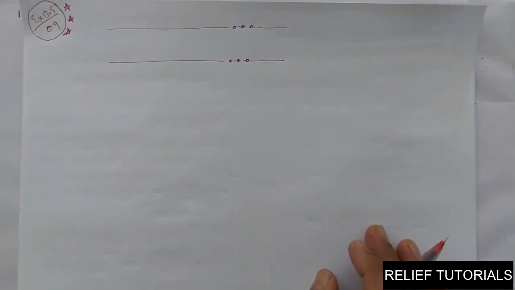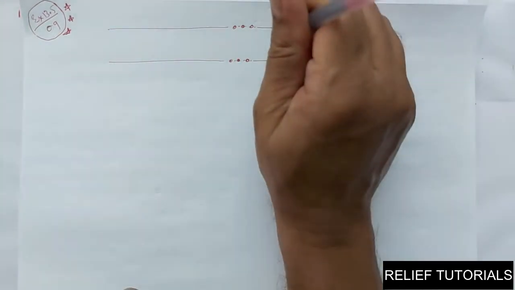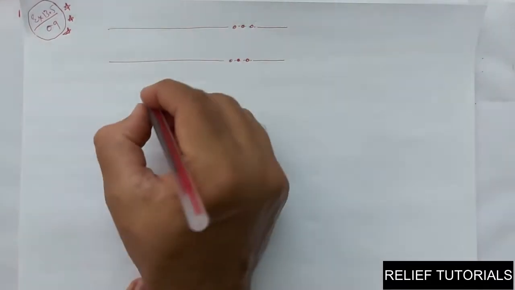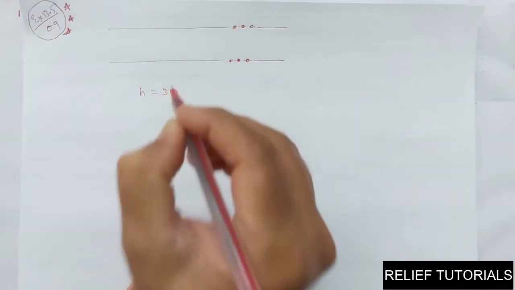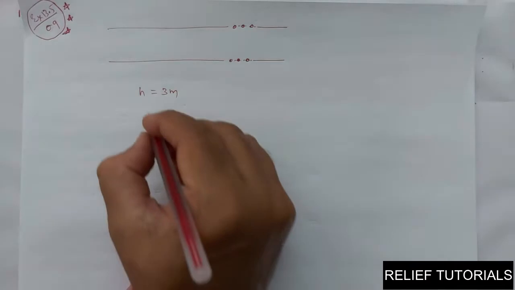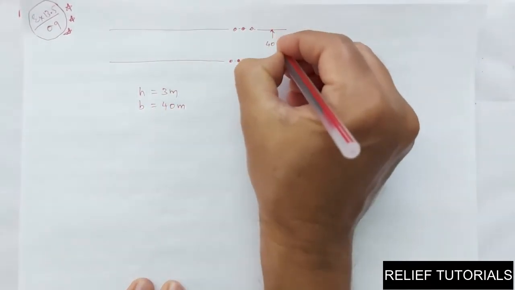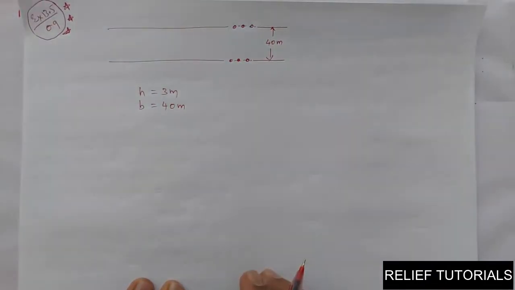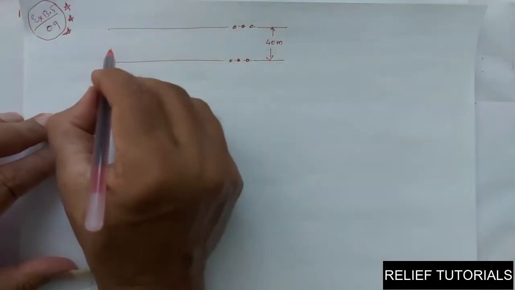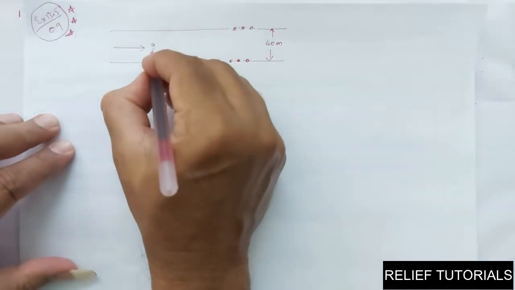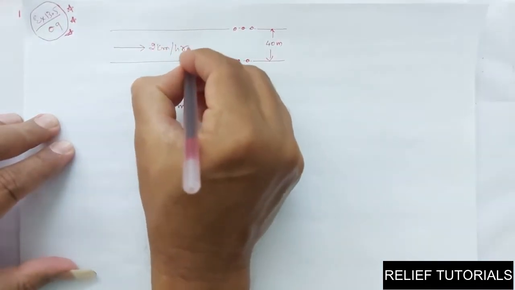A river is 3 meter deep. So the depth of this river is 3 meter. Okay, so we can say depth means height is equal to 3 meter, and 40 meter wide. So breadth is equal to 40 meter. This river is 40 meter wide, and it is flowing at the rate of 2 km per hour. So the rate of flow of water here. So this water is flowing at the rate of 2 km per hour.